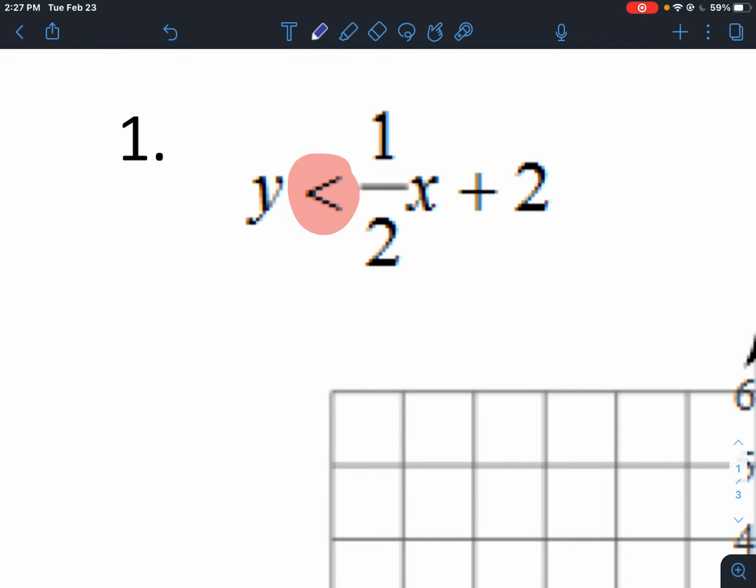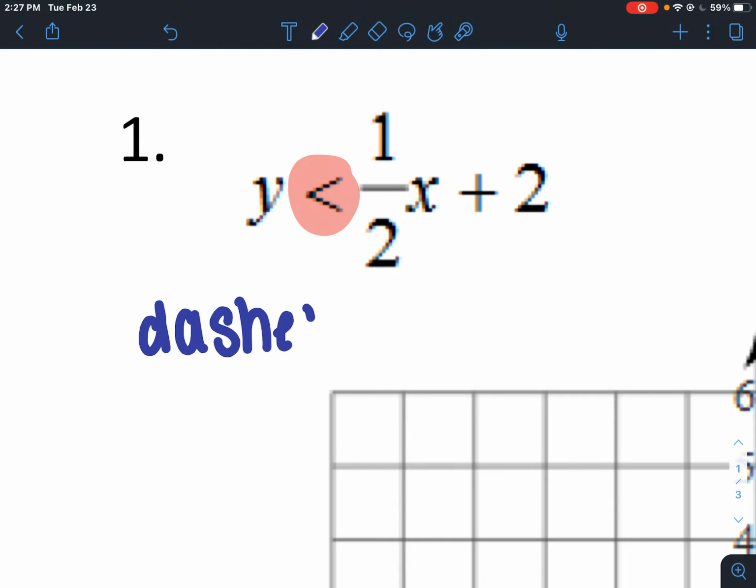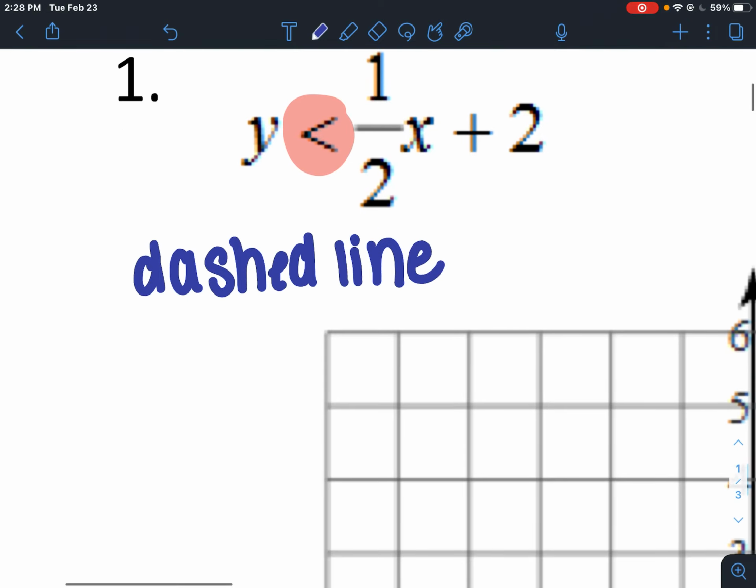If you can't remember, is it shaded? Is it dashed? Is it speckled? Is it loop-de-loop? If you don't remember, just take a look back at those notes. So for this one, we are going to have a dashed line because it's strictly less than. And since it's less than, I'm going to shade below.